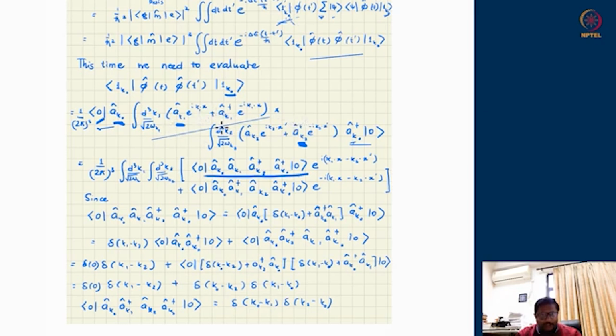Adjusted, meaning written in the way they appear. So I have e to the power i k1 dot x from the first term and e to the power minus i k2 dot x prime from the second term, which I have collected and put aside.